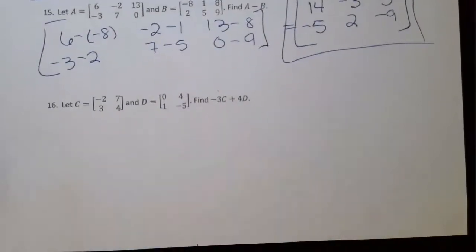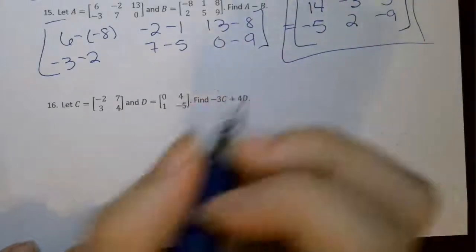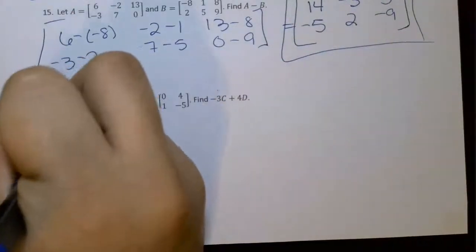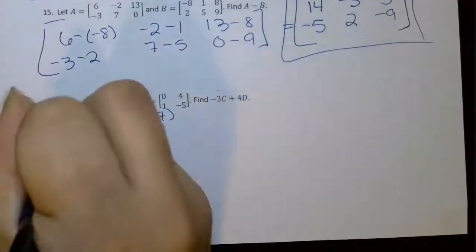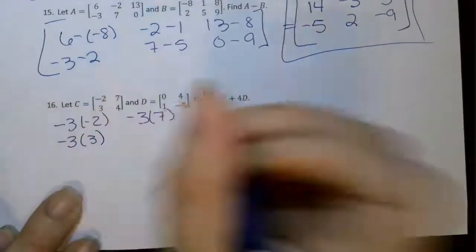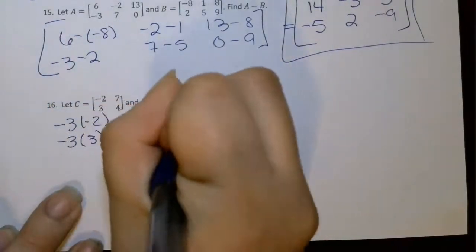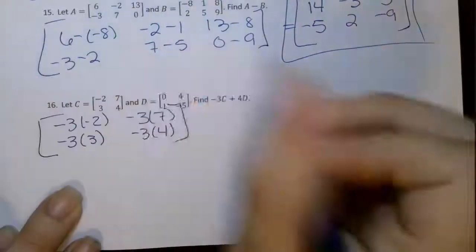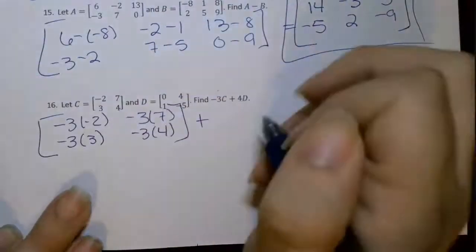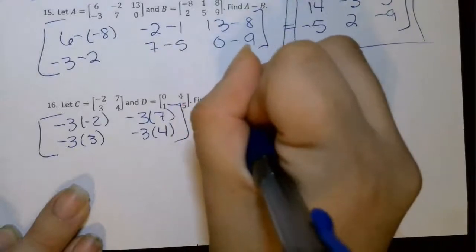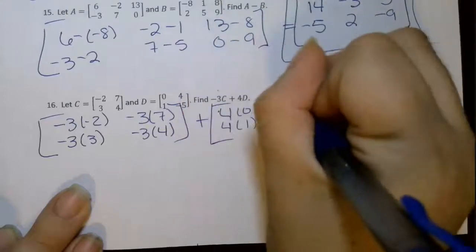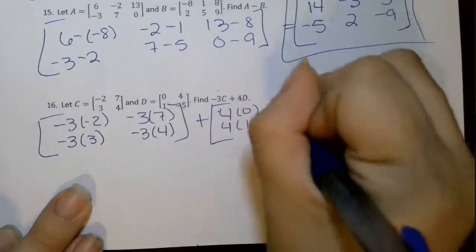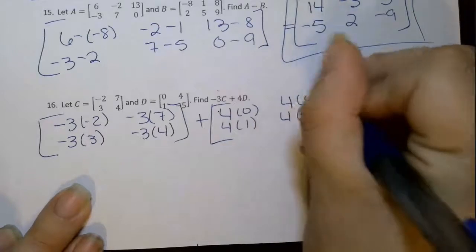Number 16 wants me to do scalar multiplication and then combine like terms. On the first one, I'm going to multiply by negative 3. So I have negative 3 times negative 2, negative 3 times 7, negative 3 times 3, negative 3 times 4. And then I will be adding that to 4 times d. So I have 4 times 0, 4 times 1, 4 times 4, and 4 times negative 5.